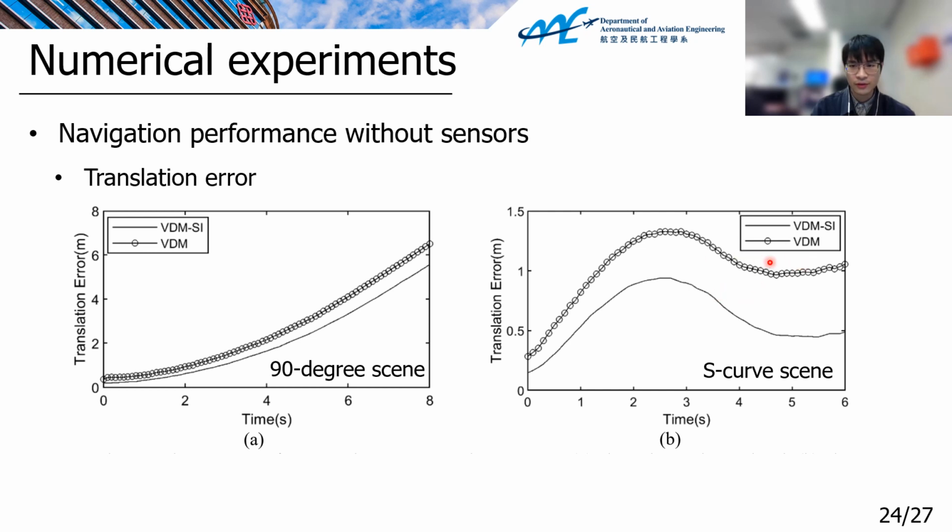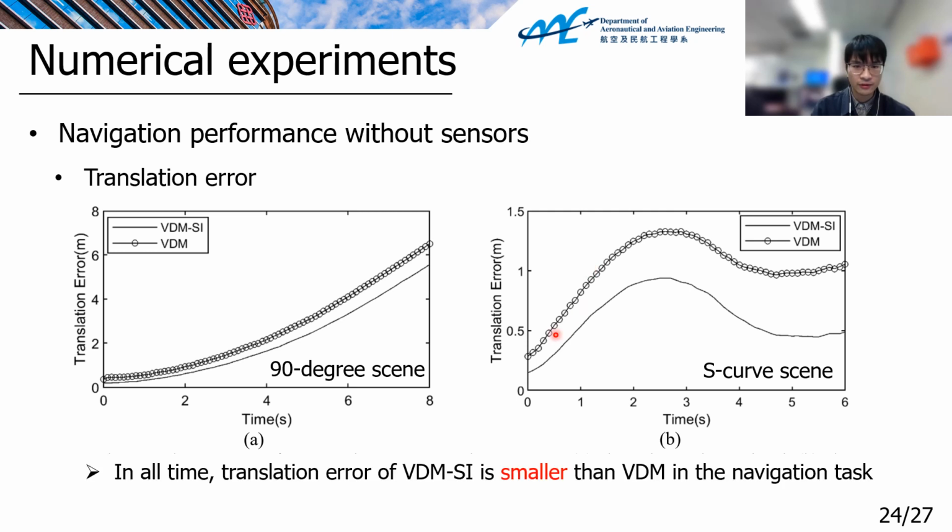We can say VDM-SI has a much lower translation error than VDM. So in both scenarios, the translation error of VDM-SI is smaller than that of VDM in the navigation task. So we can say VDM-SI has a higher ability for navigation than VDM.